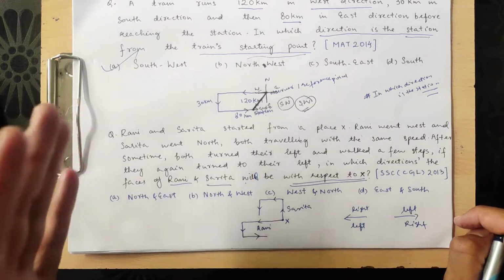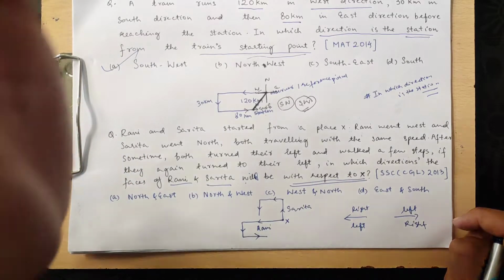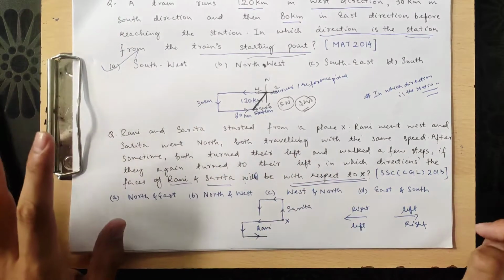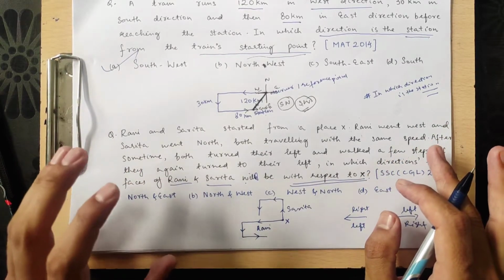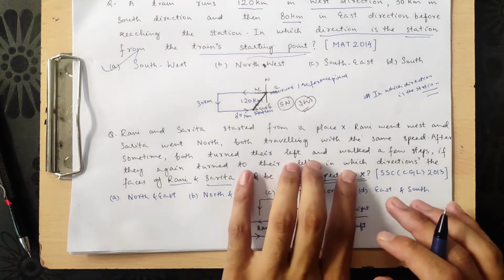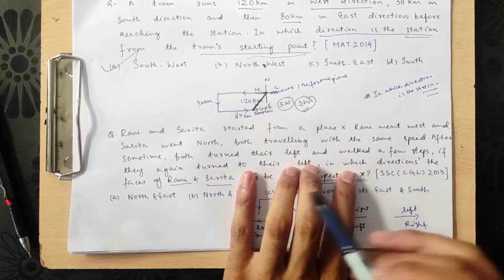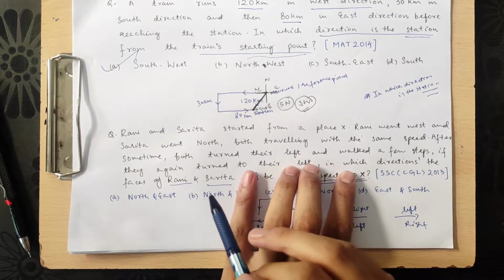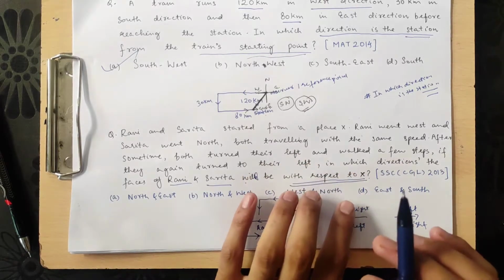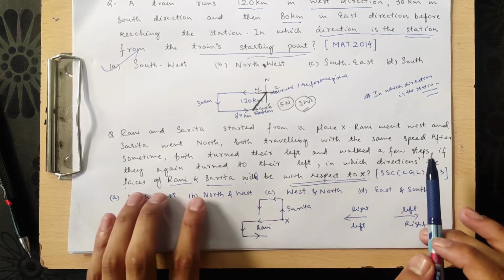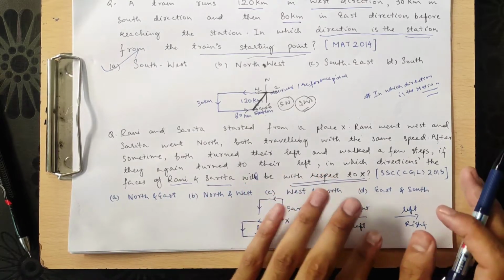We are talking about the faces, in which direction their face is facing. So it never gets changed, right? I told you that north, east, west and south never get changed. So the faces will never change. Had it been only this much, in which direction the faces of Rani and Sarita are facing, the same would be the answer. And had it been in which direction the faces of Rani and Sarita will be with respect to X, it will be the same answer.